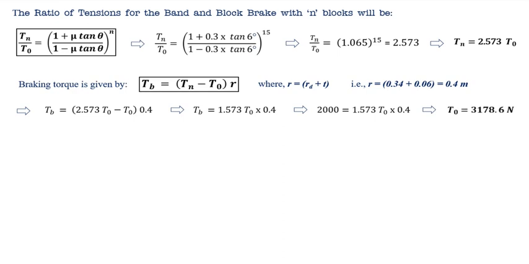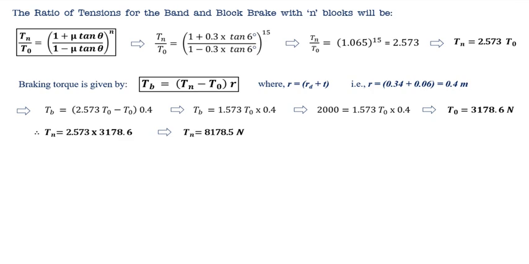Now substituting the value of T0 in this equation, we will get the value of Tn as equal to 2.573 into 3178.6. Therefore, Tn will be equal to 8178.5 Newton. Now, having calculated Tn and T0, we need to find out the least force P.